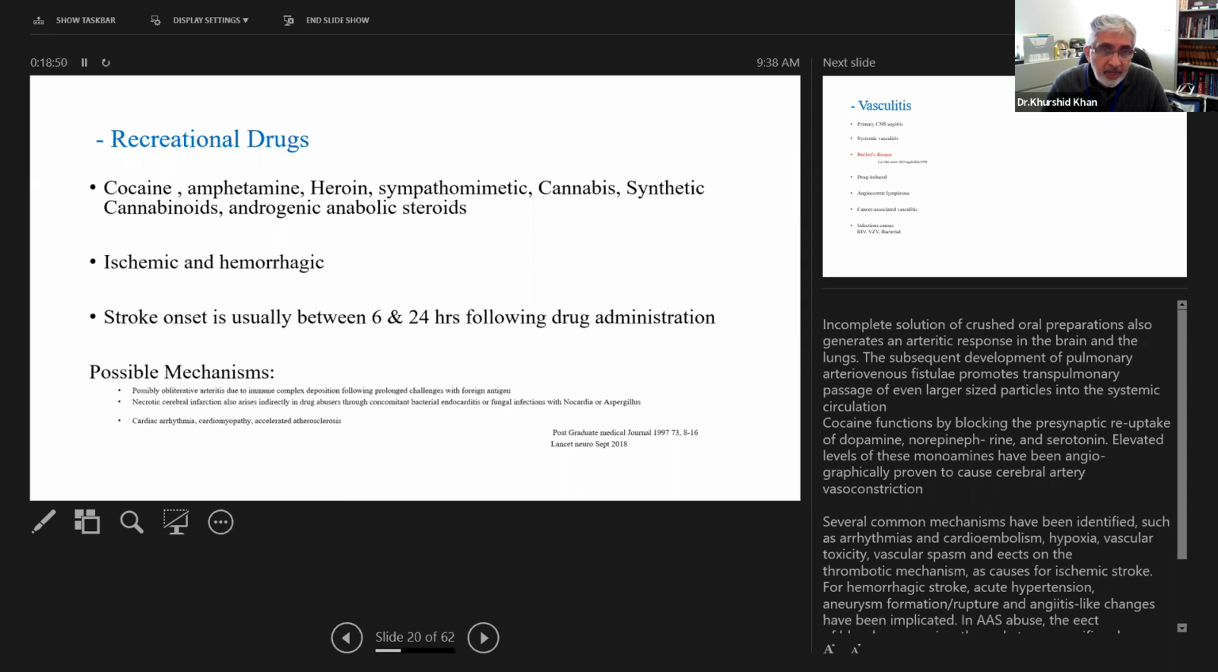There are different mechanisms through which it may cause stroke. One is the vasculitic abnormalities that may be seen in the blood vessels. It may cause necrotic cerebral infarction directly from the drug use. It may lead to cardiac arrhythmia and endocarditis, for example, leading to embolic brain infarction, cardiomyopathy, and it may also lead to accelerated atherosclerosis.